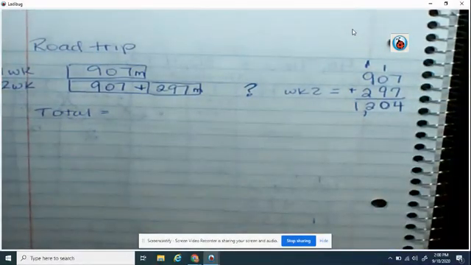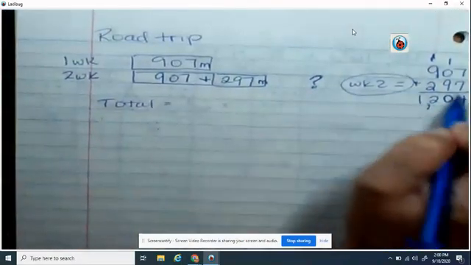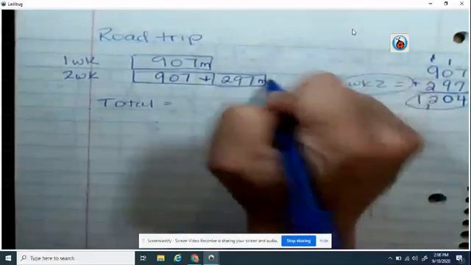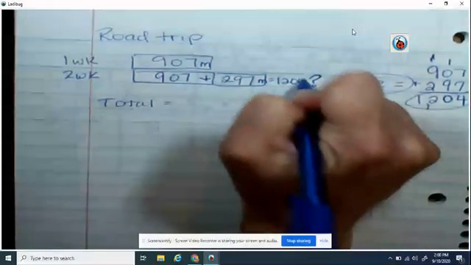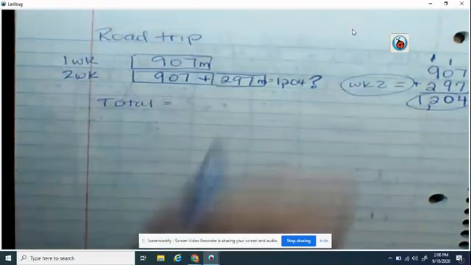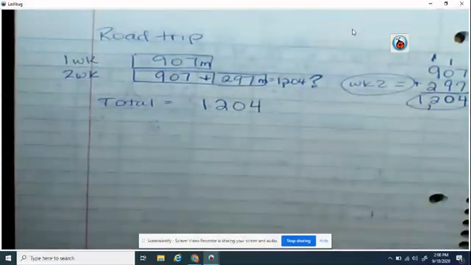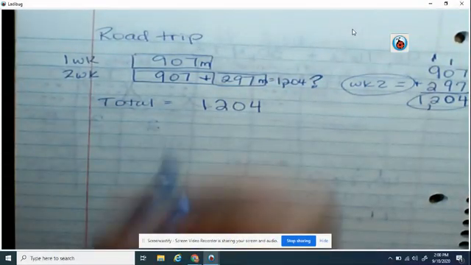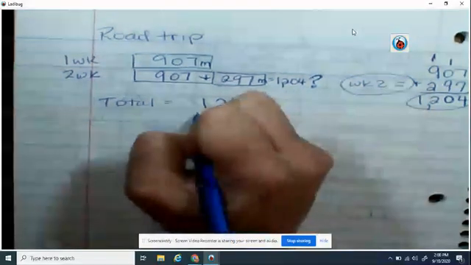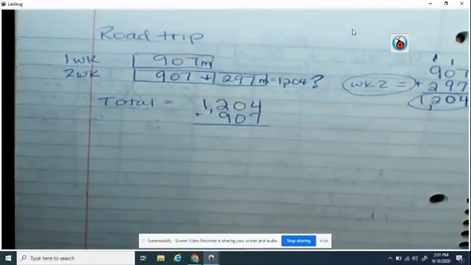1,204. Now, how much, so that's just for week 2. That 1,204 is this amount right here for week 2. Now, how much did they drive in both weeks? Well, to figure that out, I need to start with my bigger number, 1,204, and then I need to add the 907 to it. Okay, and I made sure I lined my ones with my ones, my tens with my tens, hundreds with my hundreds, and my thousands only is in the first number.